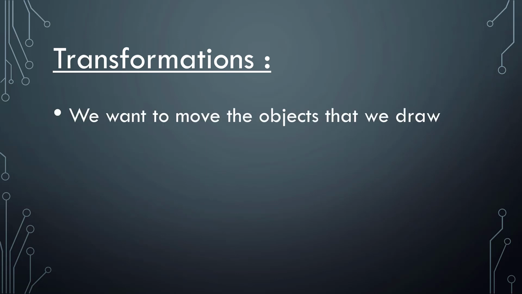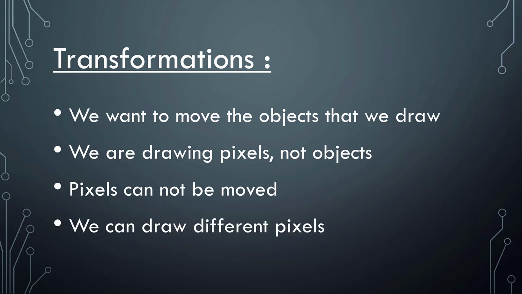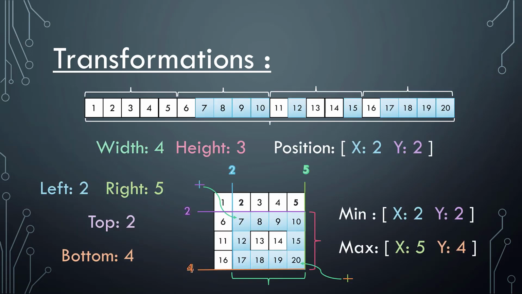Okay, so what we want to do is move the objects that we're drawing, but we are drawing pixels, we're not actually drawing objects, we're drawing a pixel representation of our object. And we actually cannot move the pixels themselves. There's no way of physically moving a pixel on the screen of the user. But we can instead just draw different pixels and achieve the same result. Let's see how that looks.